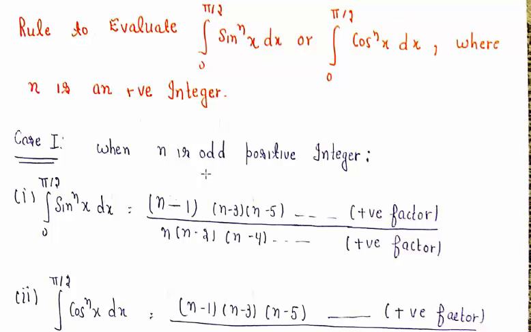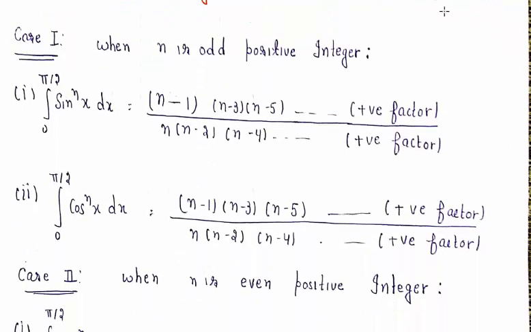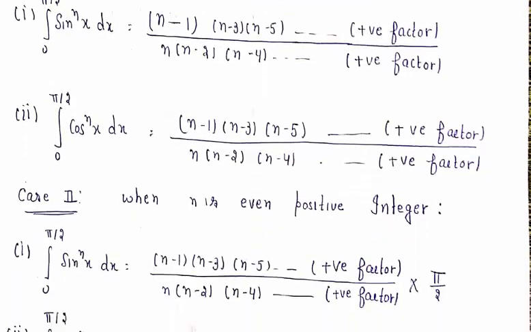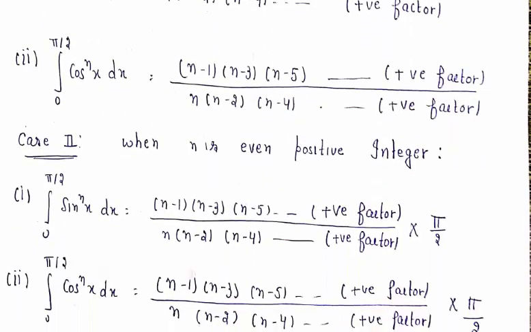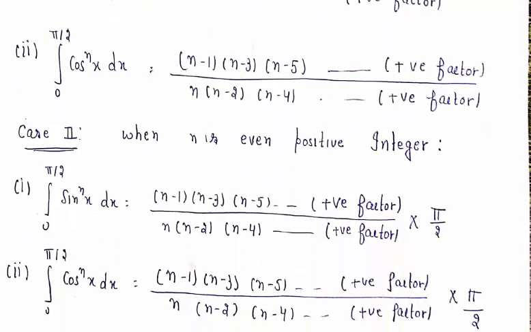So we once again quickly remember the formula. Integration from 0 to pi by 2 of sine raised to power n x dx equals (n minus 1)(n minus 3)(n minus 5) and so on, up to a positive factor, over (n minus 2)(n minus 4) and so on, up to a positive factor. The same formula applies for cos, and when n is an even integer we multiply by pi by 2; otherwise no pi by 2 is multiplied. So this is the formula to solve the integration from 0 to pi by 2 of sine or cos raised to power n x dx.